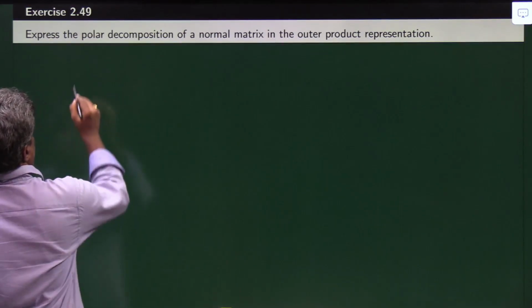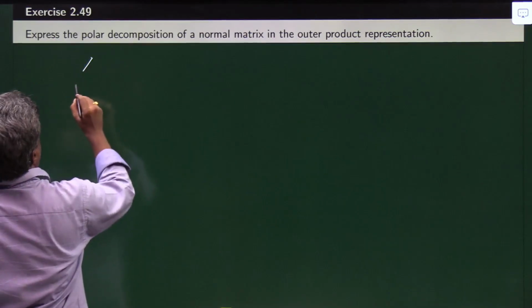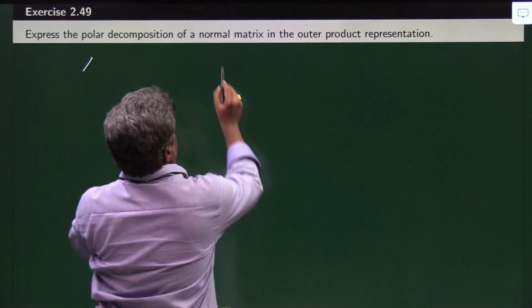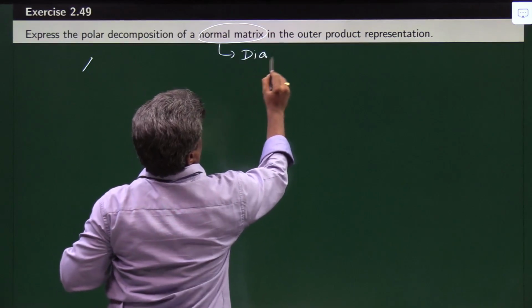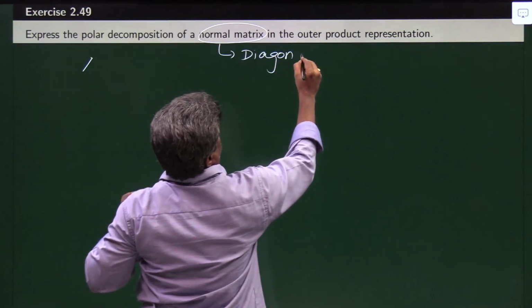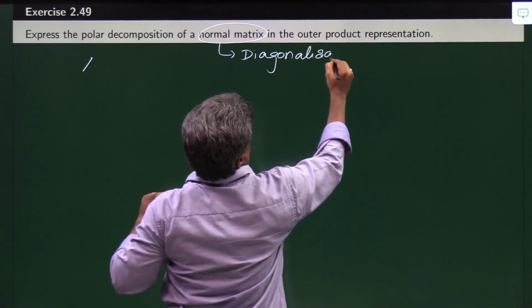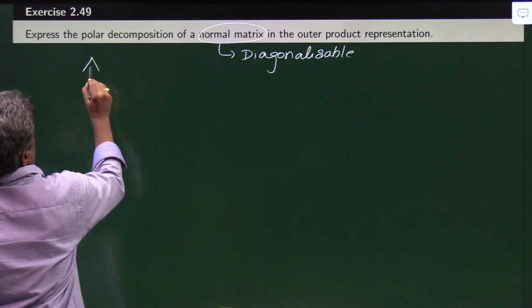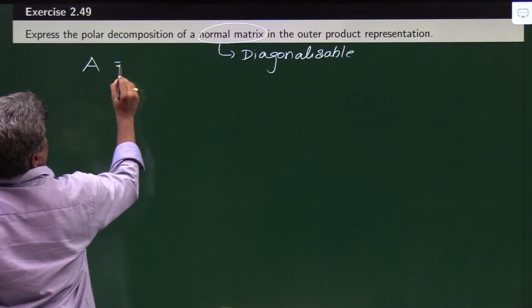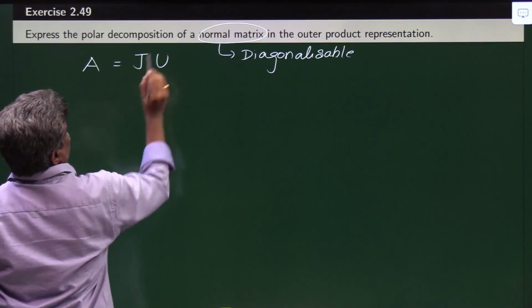Okay. So let us take this is the matrix. Which matrix? Some normal matrix. That means which is diagonalizable. Diagonalizable. Okay. Let us suppose the polar decomposition representation A equal to some J into U.